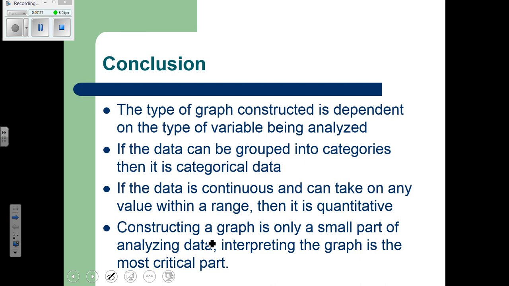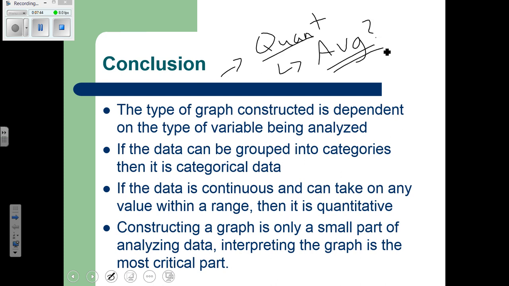Just a quick reminder, right? If we can categorize stuff, it's categorical data, and not necessarily numbers make it quantitative, but keep in mind a big filter for quantitative was, can you take the average? Does it make sense to take the average?